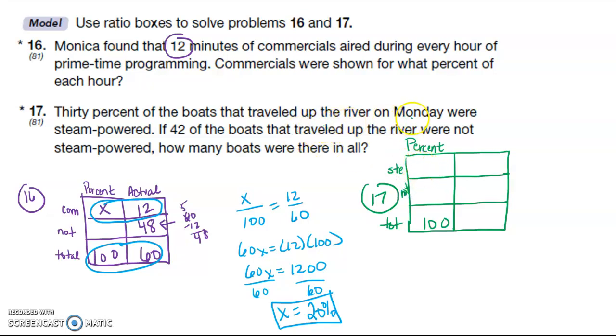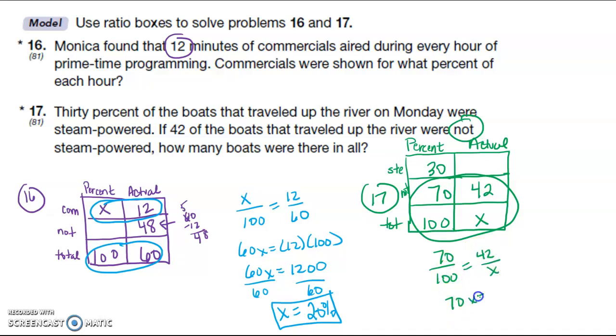So 30% of the boats were steam powered. So that means 70% were not. If 42 of the boats that traveled upriver, so this is my actual, were not steam powered, so that's going to be 42. How many were there in all? So what is the total? So I'm going to use these two lines to make my proportion. Ratio box, proportion, cross multiply. So let me go ahead and cross multiply. And I get x is equal to 60. 60 total boats.